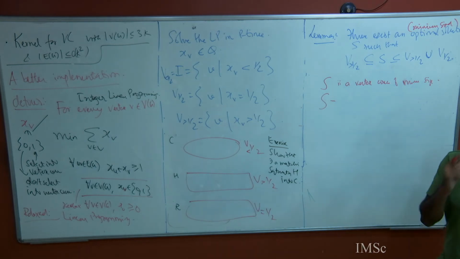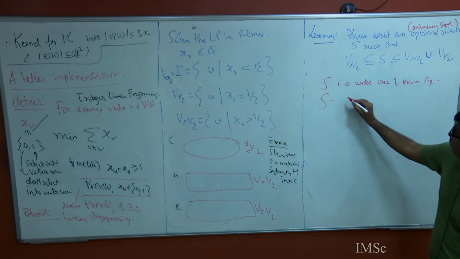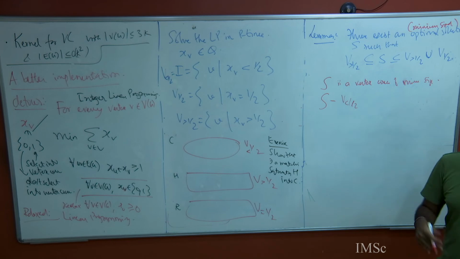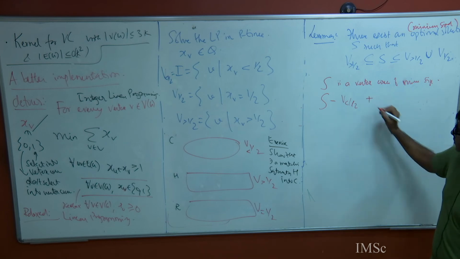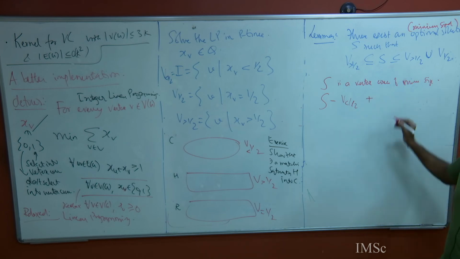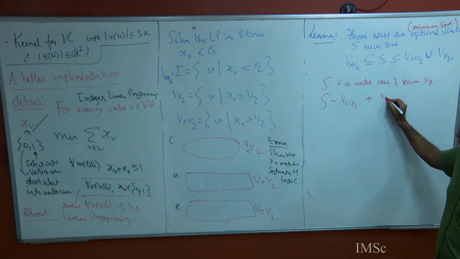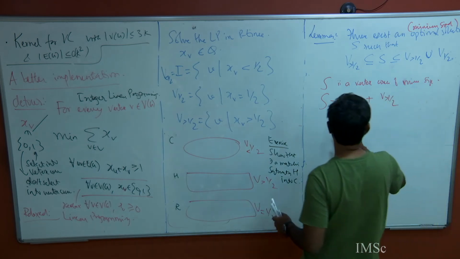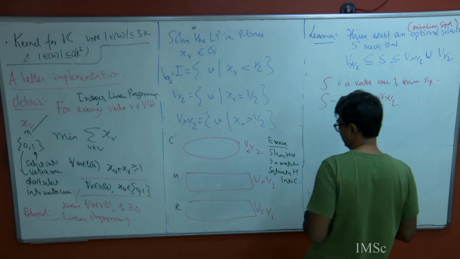S minus all the vertices of V half, and I add all vertices of V greater than half. This is what I want to do. This is all that I want to do, right? So I deleted some vertices, I added some vertices. I think this is not right.